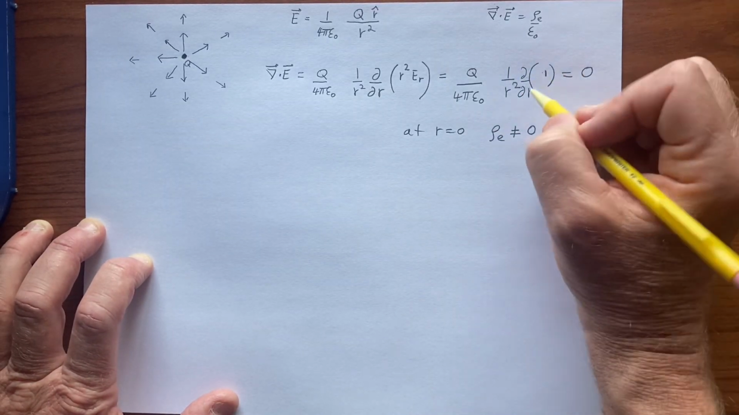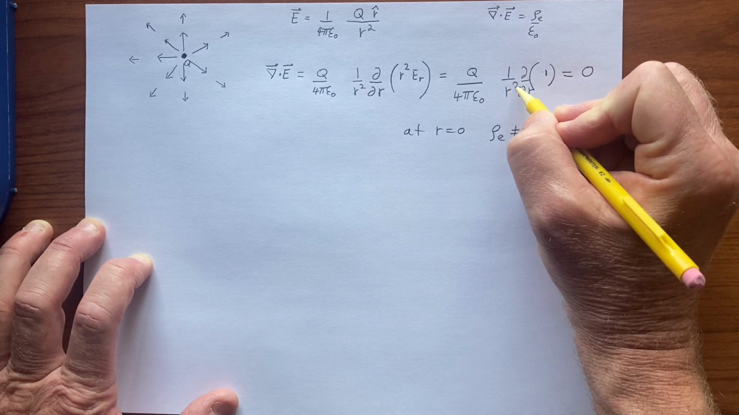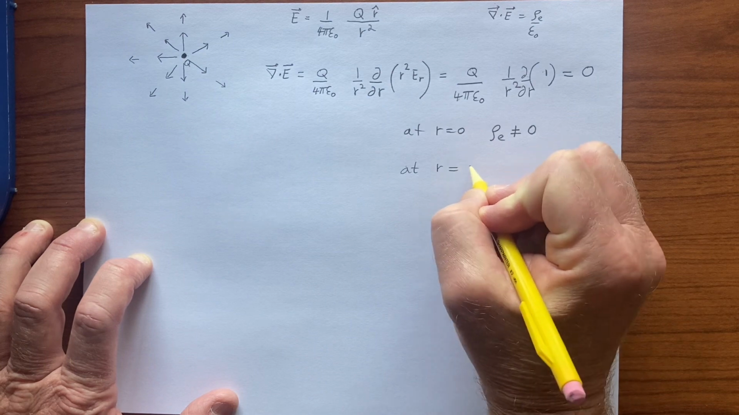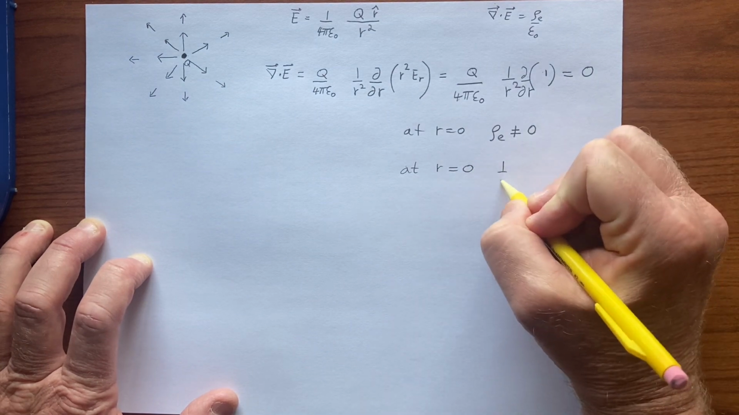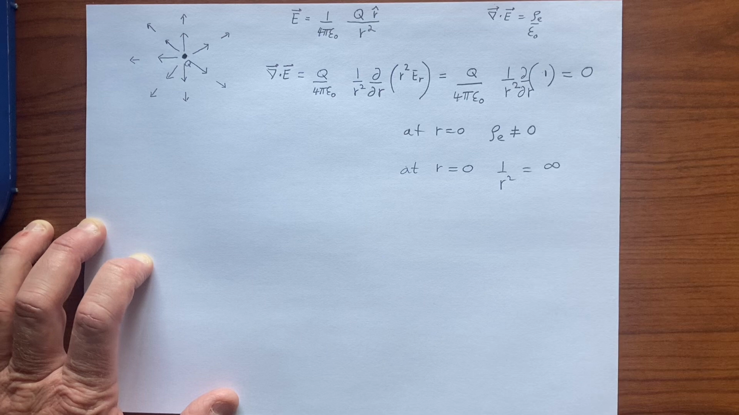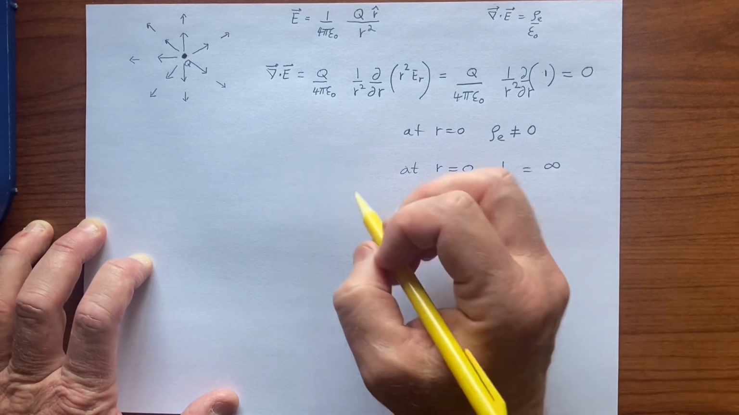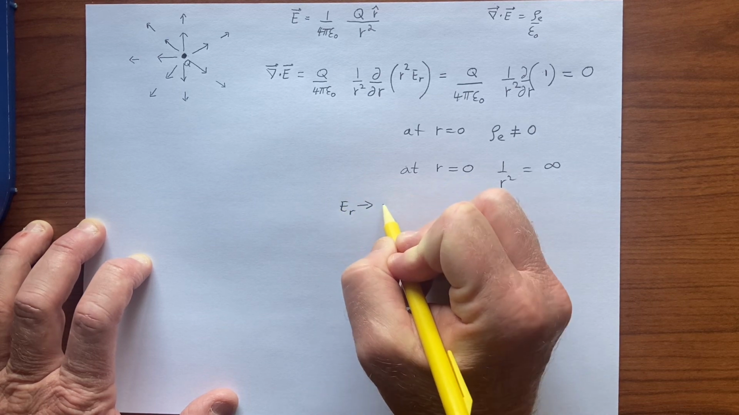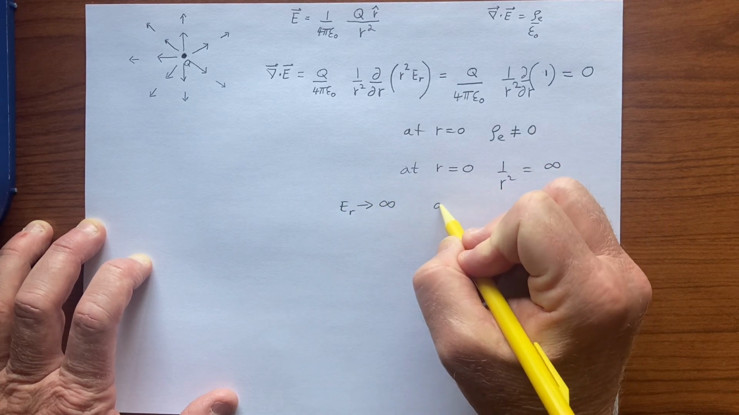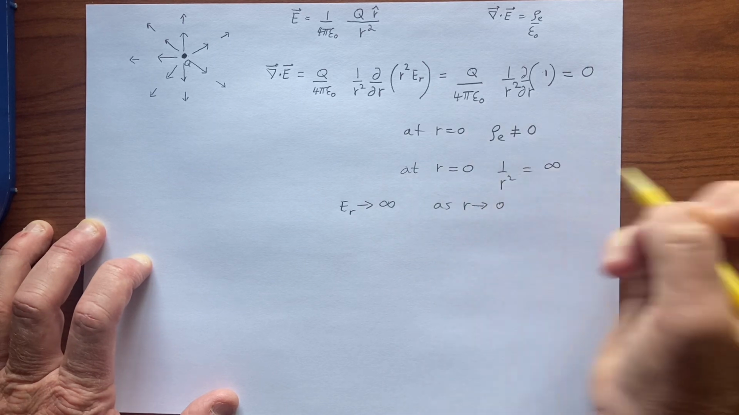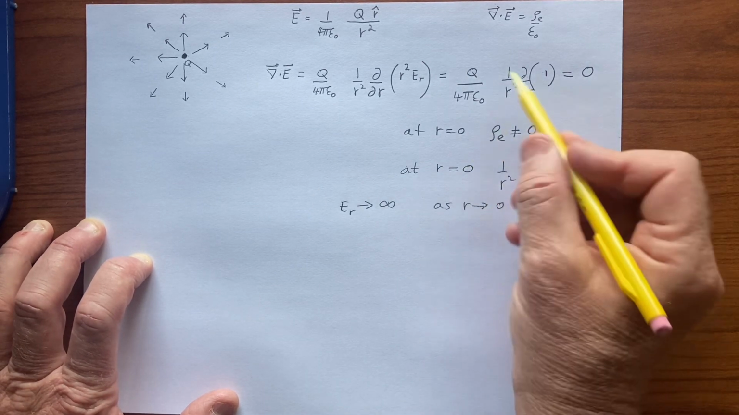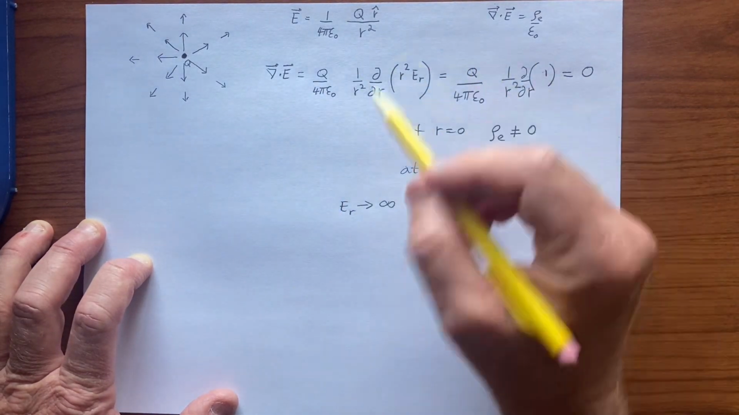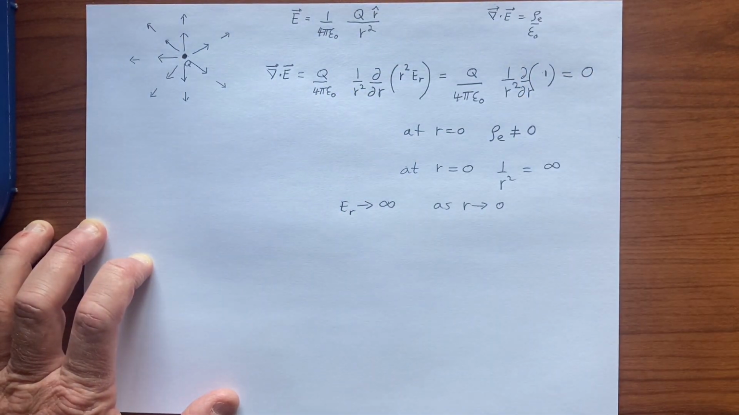And if we notice, we are dividing by r squared, and at r equals 0, 1 over r squared is equal to infinity. Right, so we notice that E_r is approaching infinity as r approaches 0. And so we made an illegitimate move by dividing by 0. And so we need to figure out how to fix this such that everything is consistent.